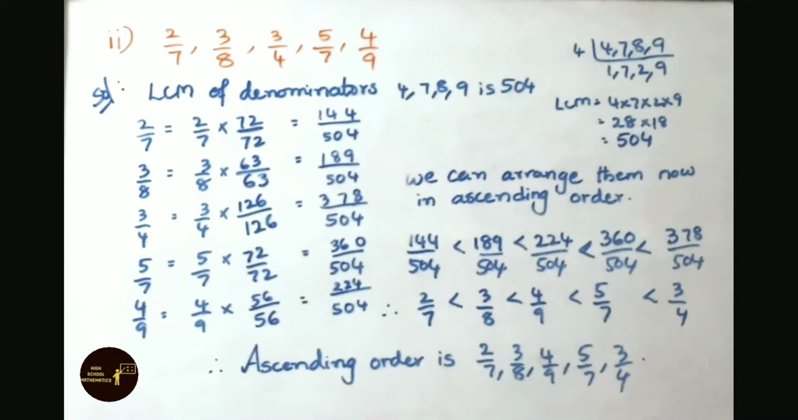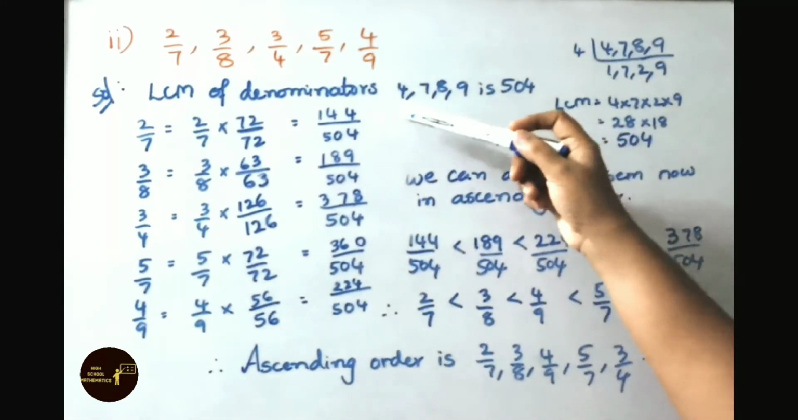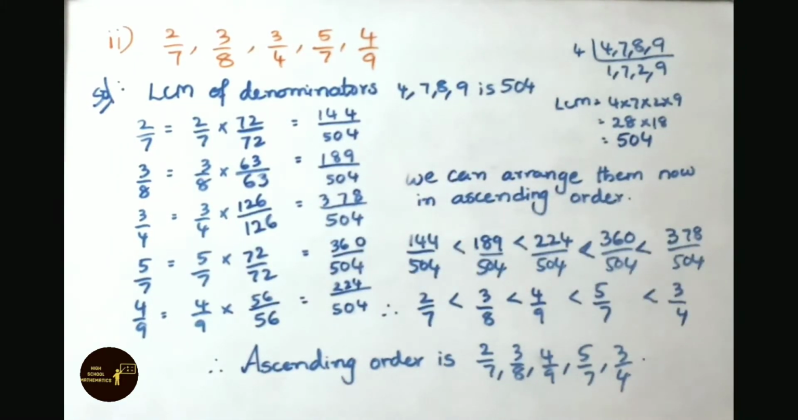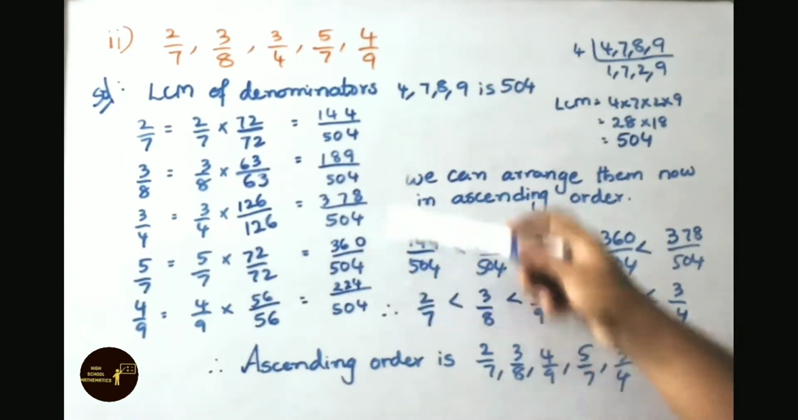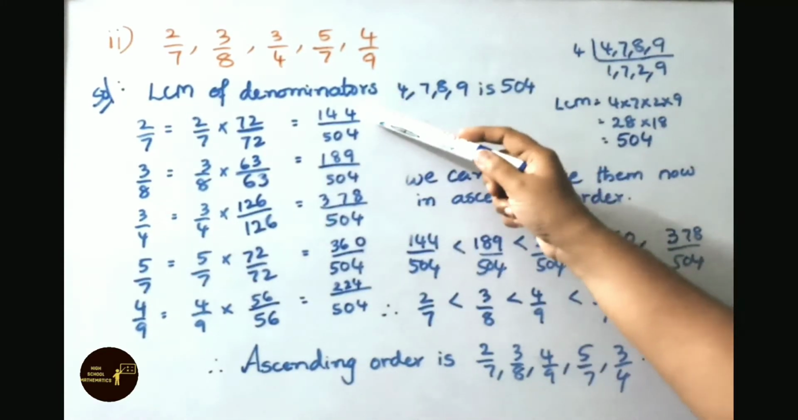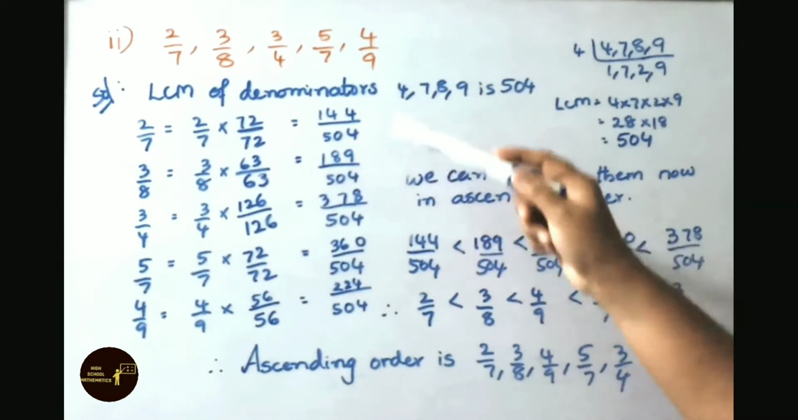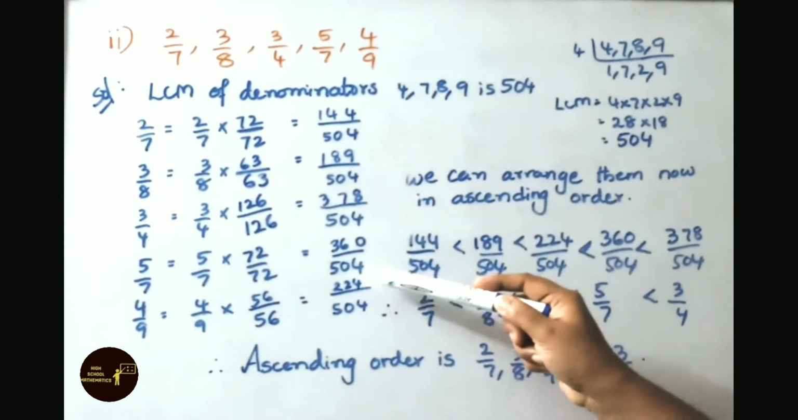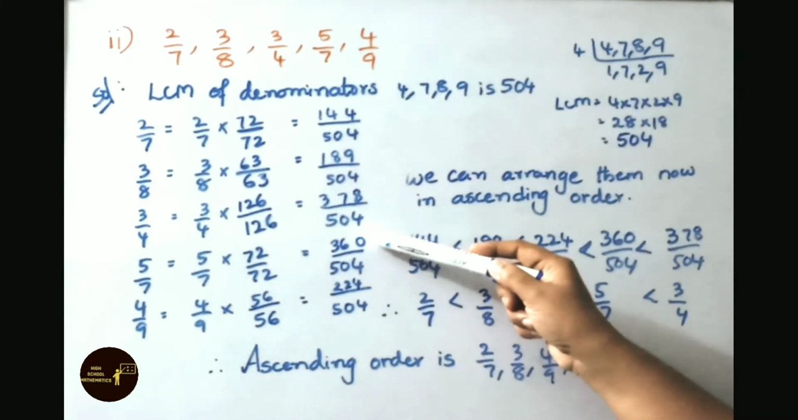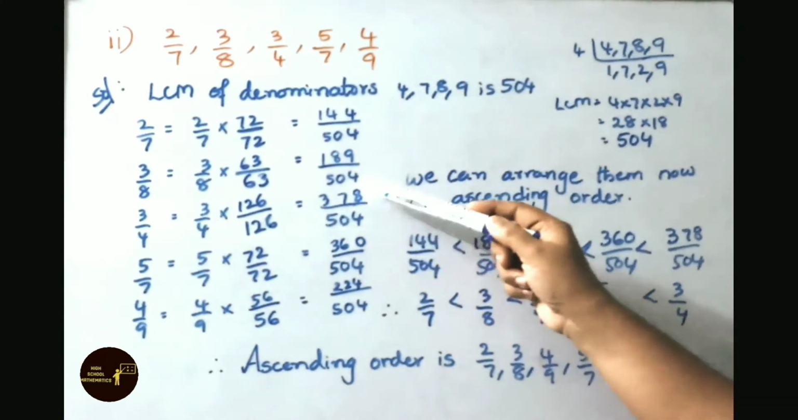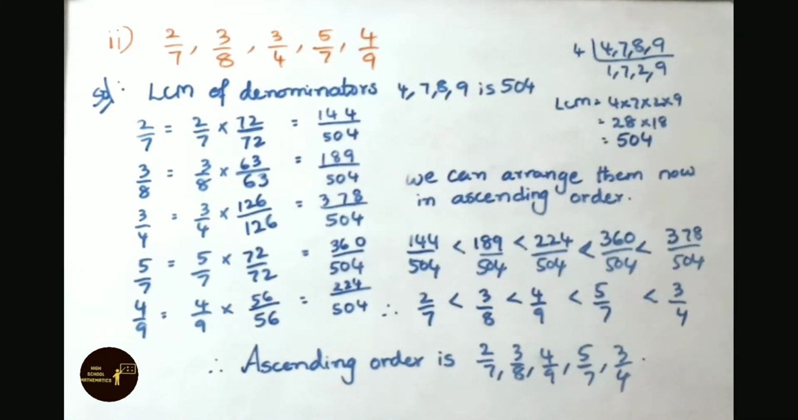Now we have converted all the unlike fractions to like fractions. Now we can arrange them in ascending order. So among all the fractions, the least one is 144. 144 is less than 189. 189 is less than 224. 224 is less than 360. 360 is less than 378.